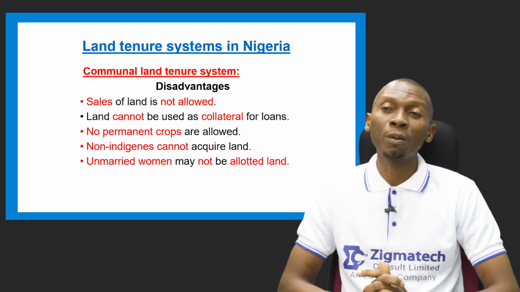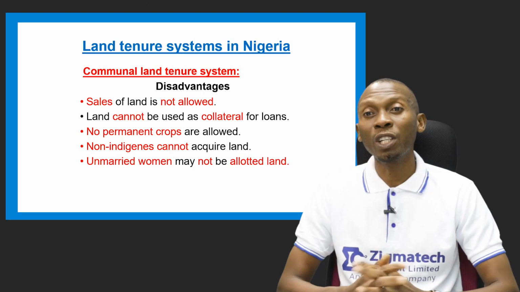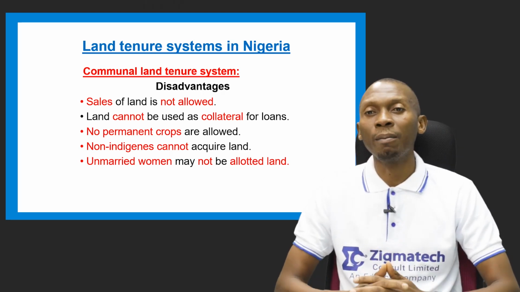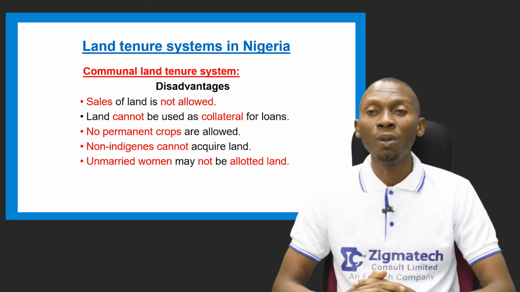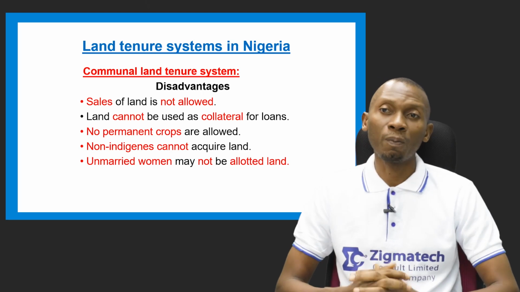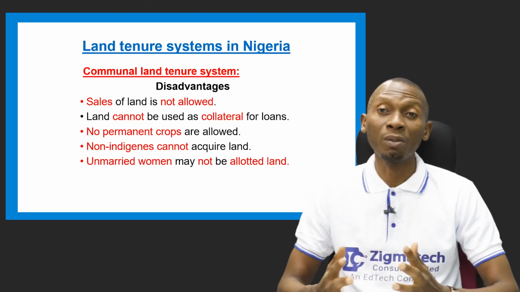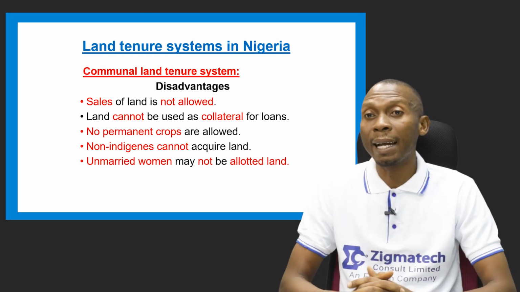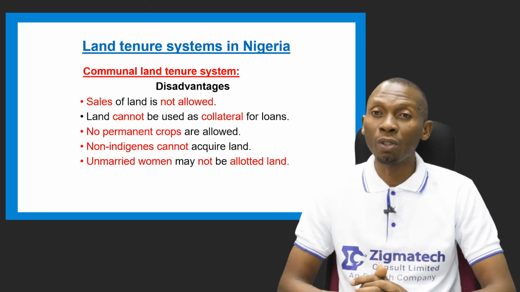Also, no permanent crops can be allowed, especially tree crops that take time to mature and grow, like cocoa, oil palm, rubber tree. These are crops that are called permanent crops. They are not allowed because it's owned by the community. Everybody may not be interested in getting involved in that kind of crop production.